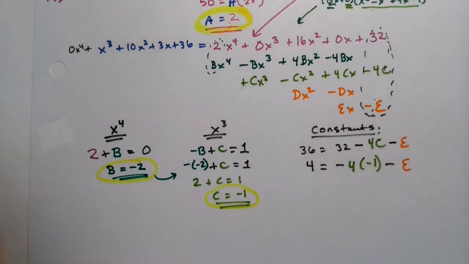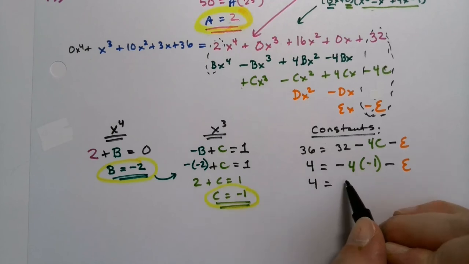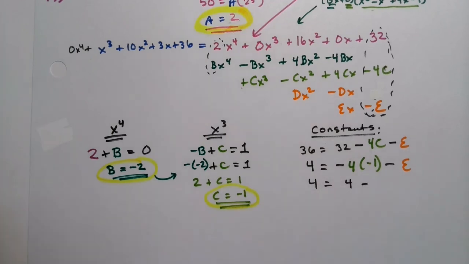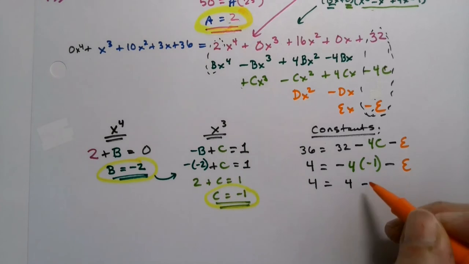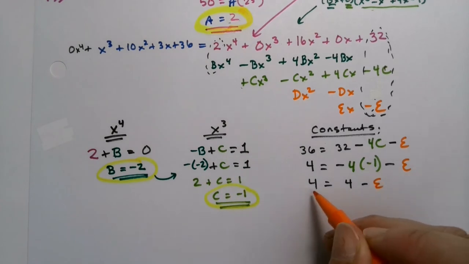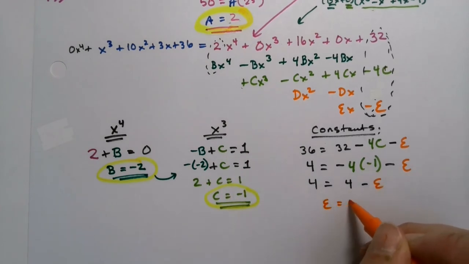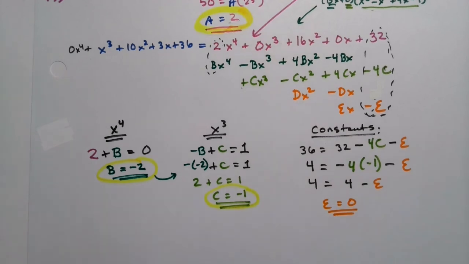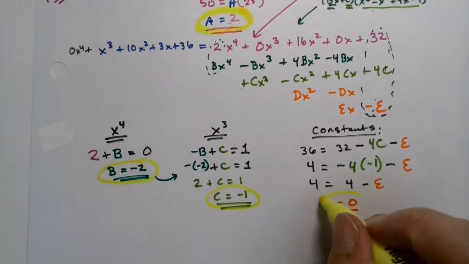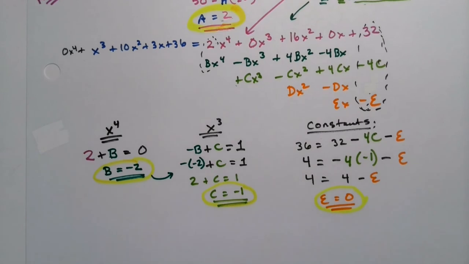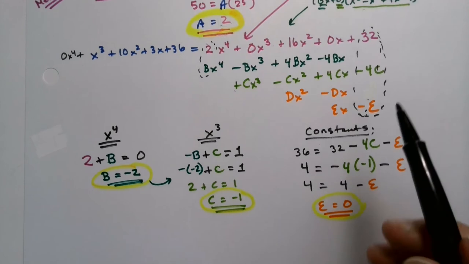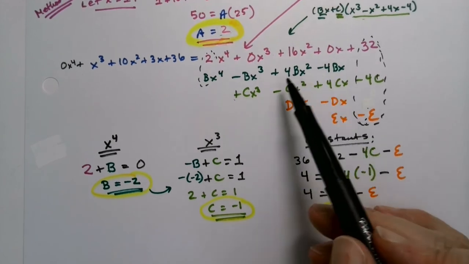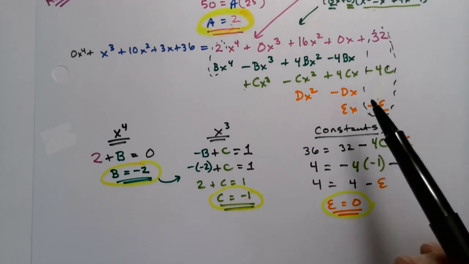So this is 4. So 4 equals 4 minus e, so e is equal to 0, right? Because you subtract 4 and you're going to have 0. There's another one. We have a, b, c, and e. All we're missing is d. Okay, for d, you can either go to the x term or the x squared term. It kind of doesn't make any difference, but it's the last one you need.